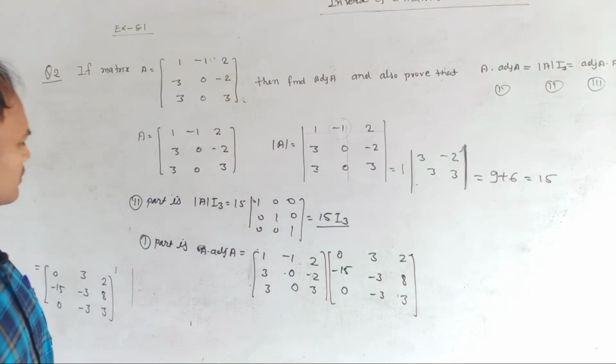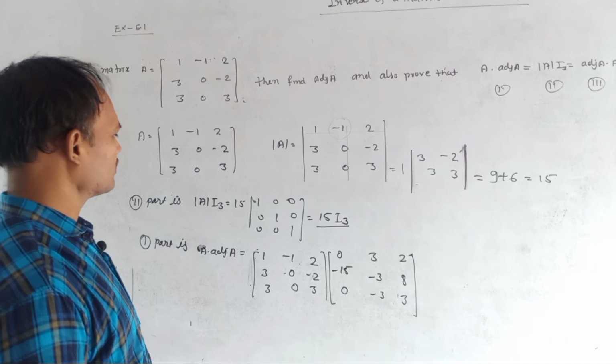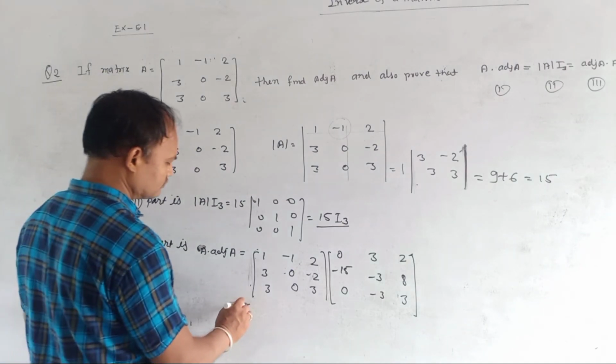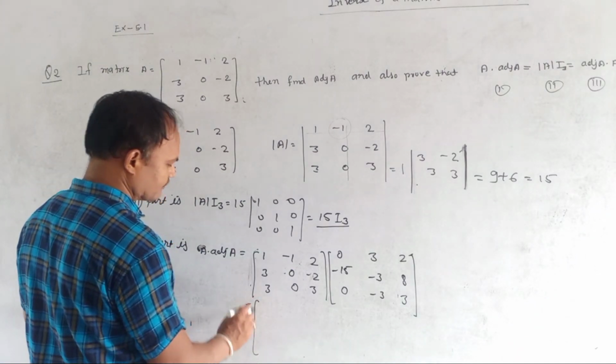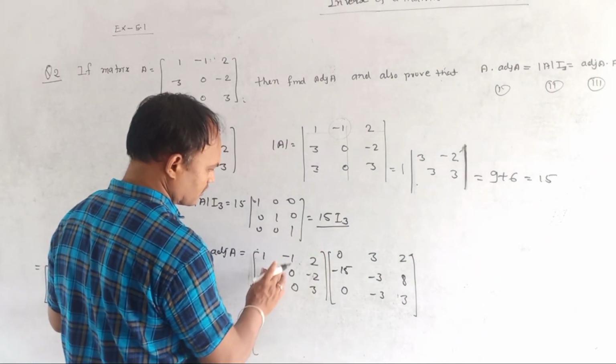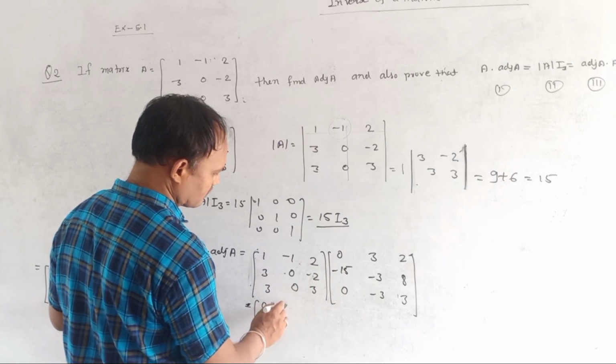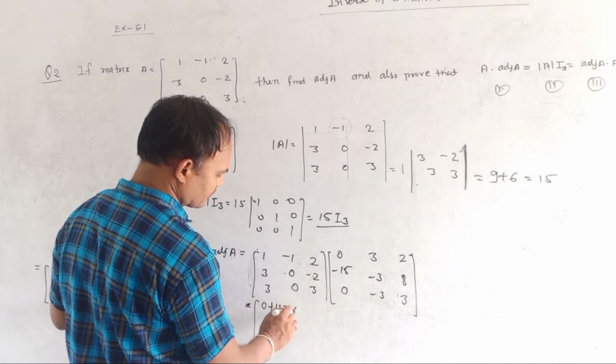Now we are going to multiply A into adjoint of A. So what is the value? We have to multiply it. So 1 multiplied by 0 is 0. Minus 1 multiplied by minus 15, so we can say that it is 15. 2 multiplied by 0 is 0.